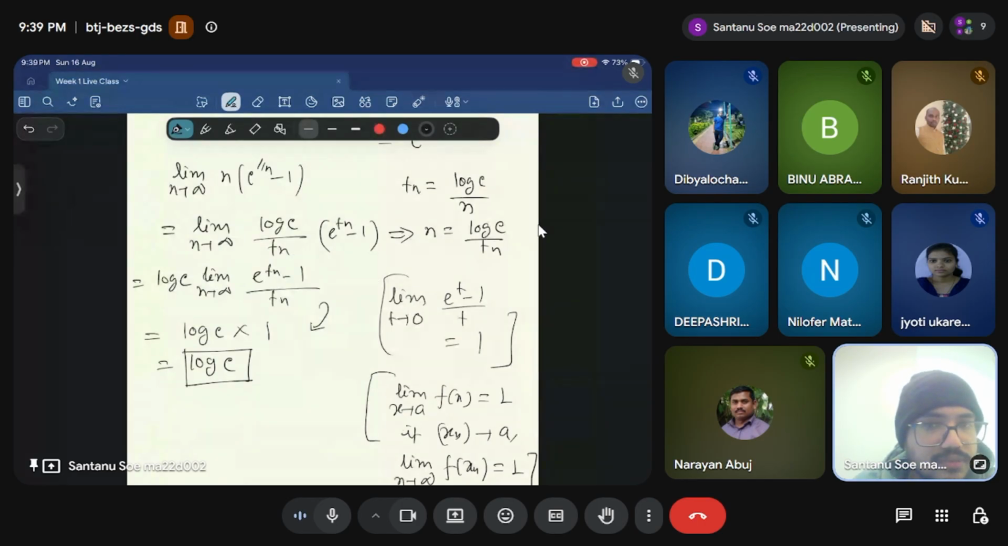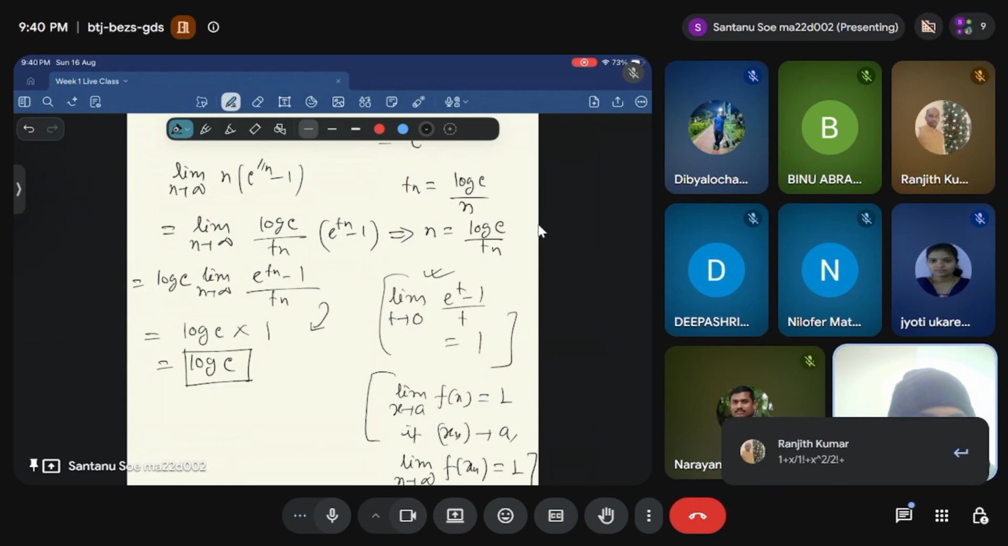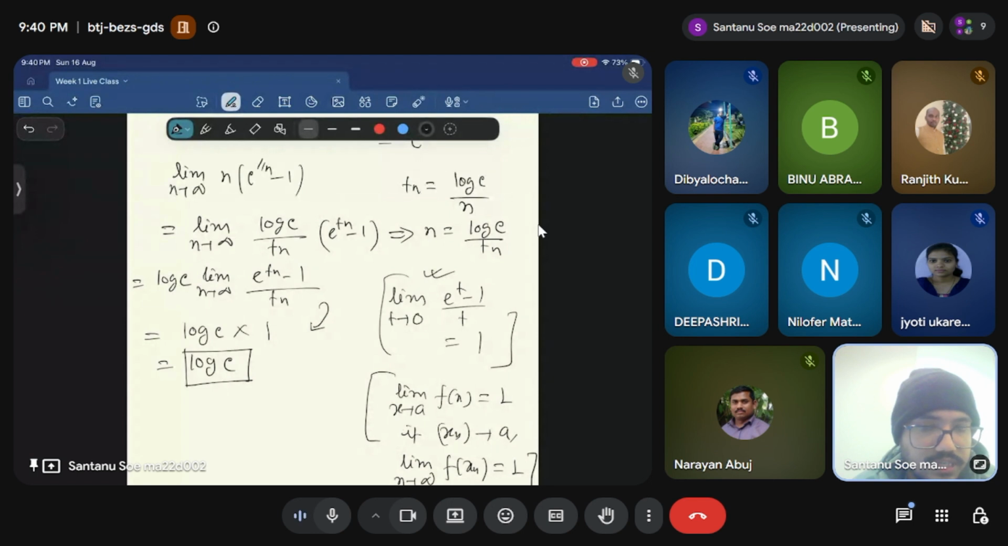Okay, so you're saying the limit as t tends to 0 of (e to the power t minus 1) divided by t is 1. This is easy to find out, right? You can do it by expansion, or you can use L'Hopital's rule, whatever you want. This is 1, this is true, right? You can use the expansion of exponential t, which is 1 plus t plus t square by 2 factorial and so on. So e to the power t minus 1 will be just t plus t square by 2 factorial and so on. If you divide by t, the first term gives 1 and the other terms will all be 0 because of order t square.